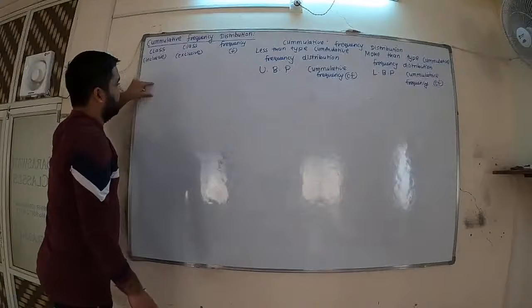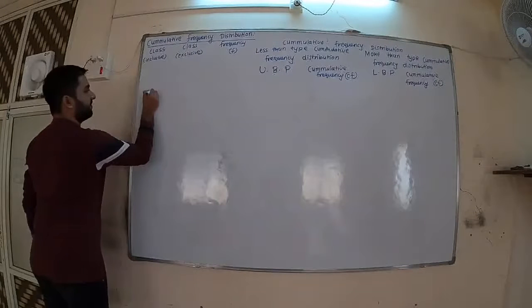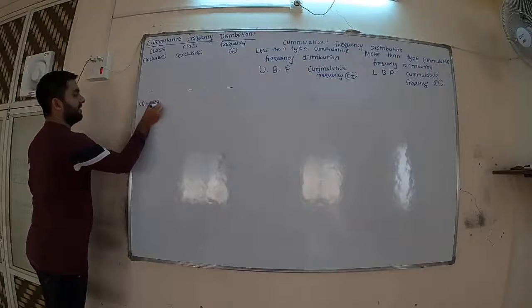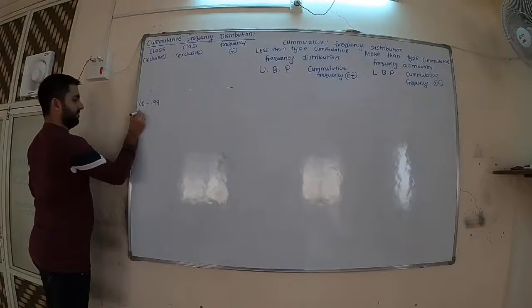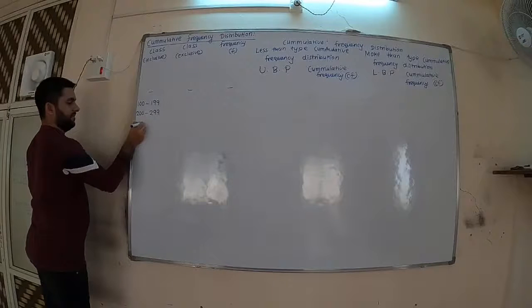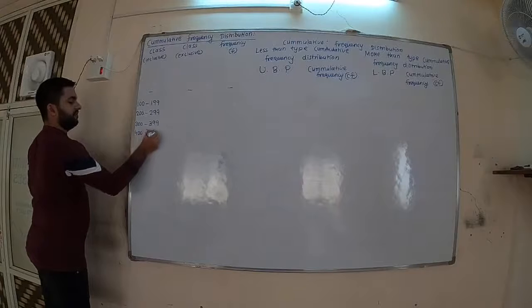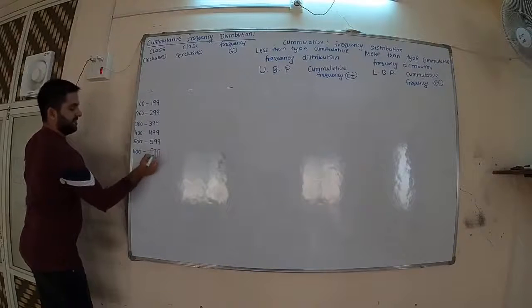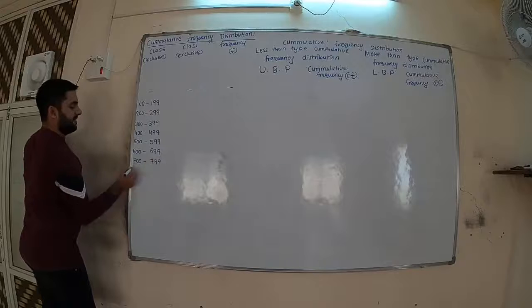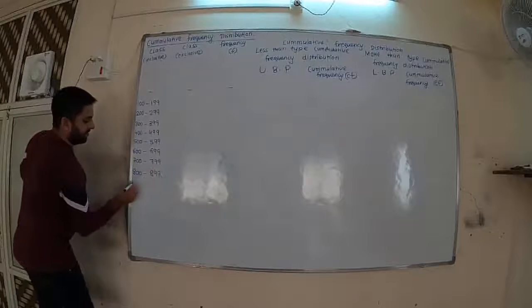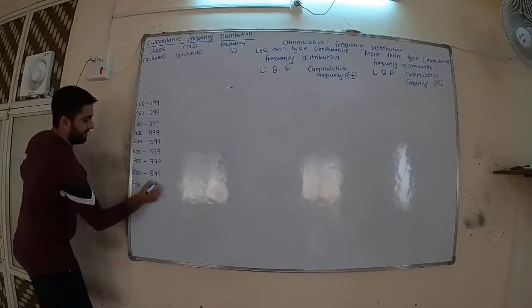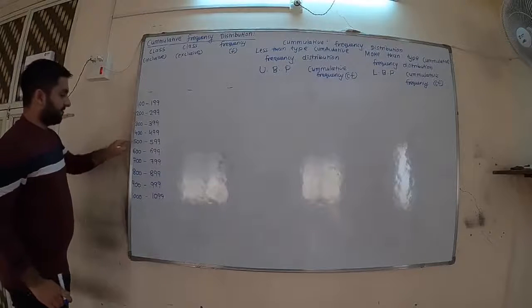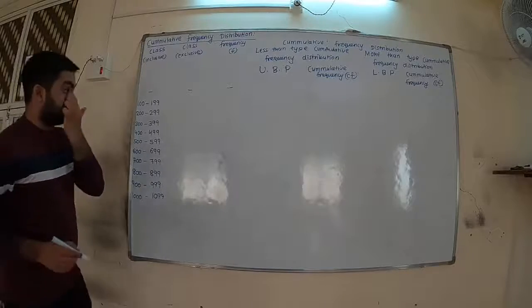Now I will write the classes again: 100 to 199, 200 to 299, 300 to 399, 400 to 499, 500 to 599, 600 to 699, 700 to 799, 800 to 899, 900 to 999, and 1000 to 1099. 1, 2, 3, 4, 5, 6, 7, 8, 9, 10 classes were there. Here there are also 10.